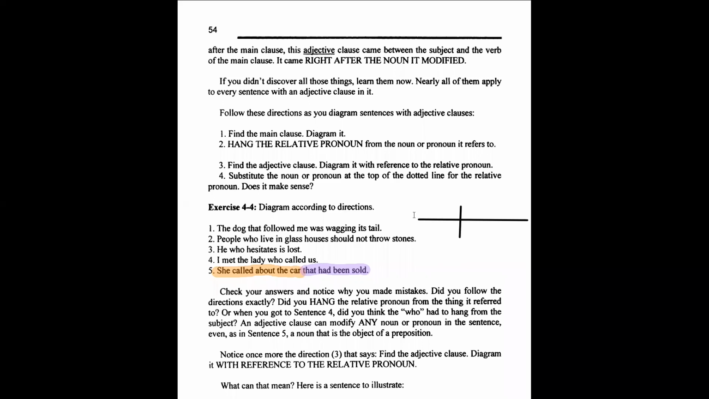What do we do? We put the subject first. We diagram the main clause. She called. Okay. Then we have a prepositional phrase modifying what? Modifying the verb. So we put about here. About car, and the.